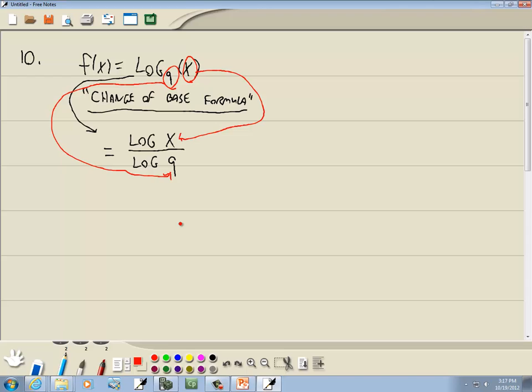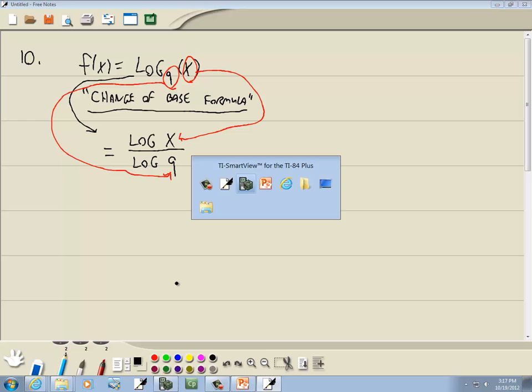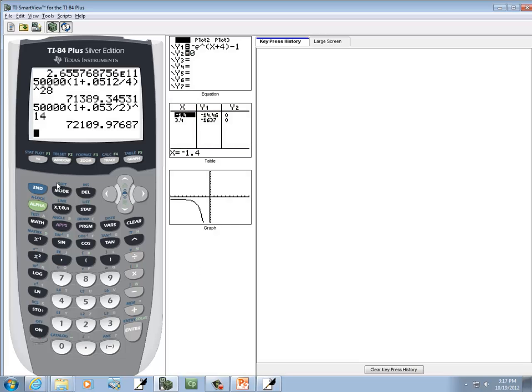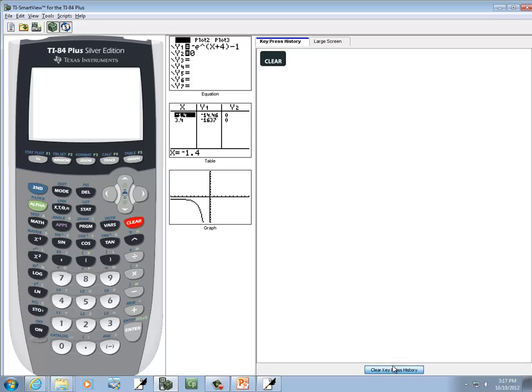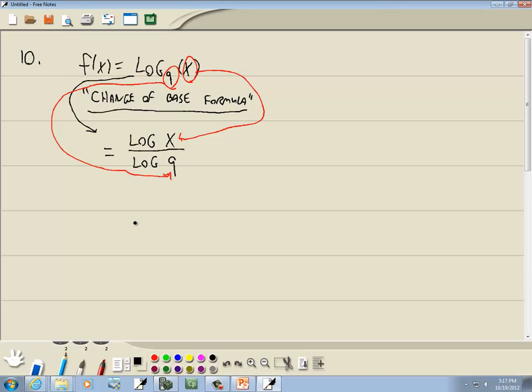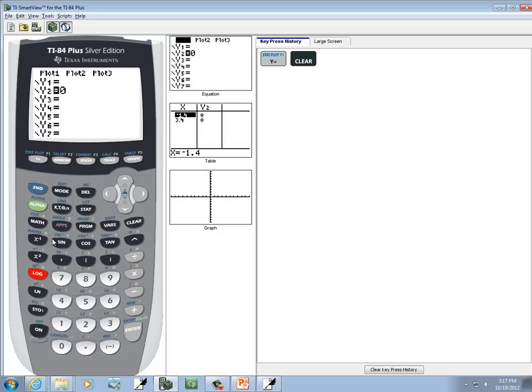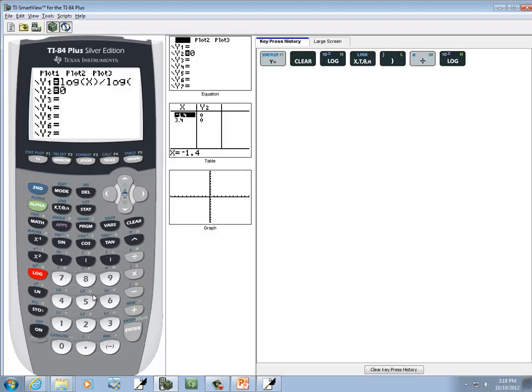Now the benefit of rewriting it in that form, even though it looks more complex, is we can actually plug that in our calculator now, because we have a log button. So let's go and plug that in and see what we get. So I'm going to press y equals. Let me clear all that out. I'll press clear, and I'll do log and put my x in, closing parentheses, divided by log and then 9, and closing parentheses. And then graph.